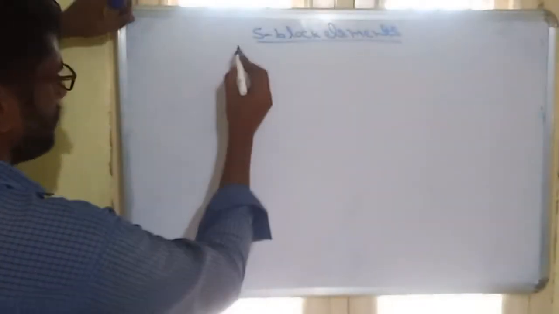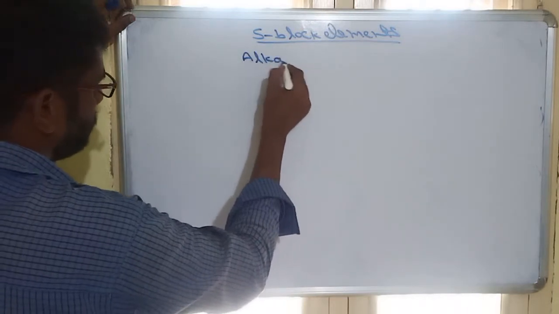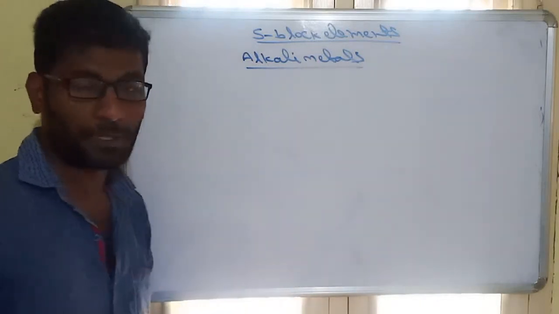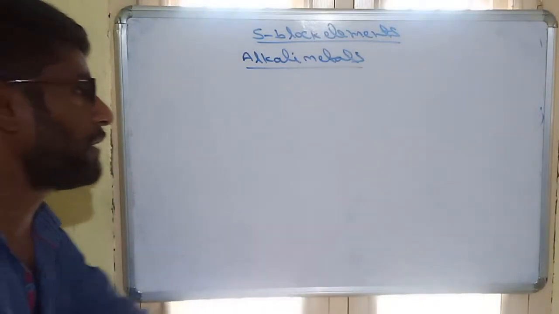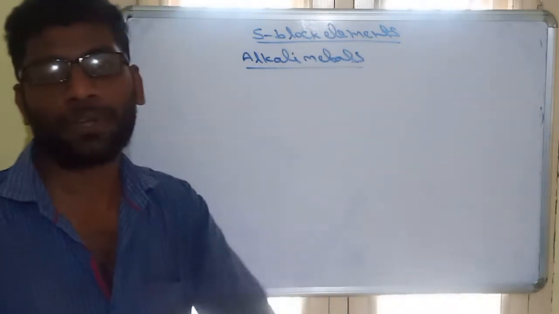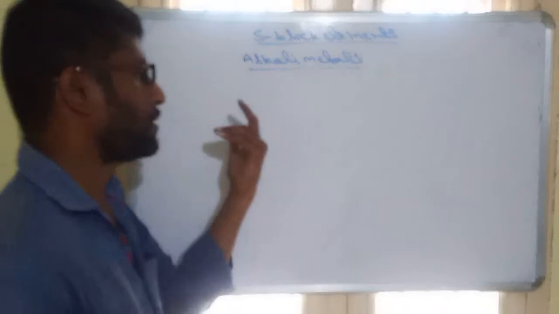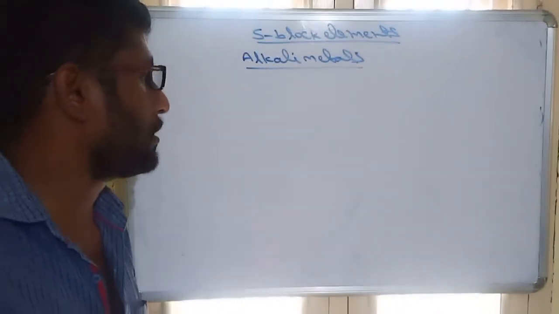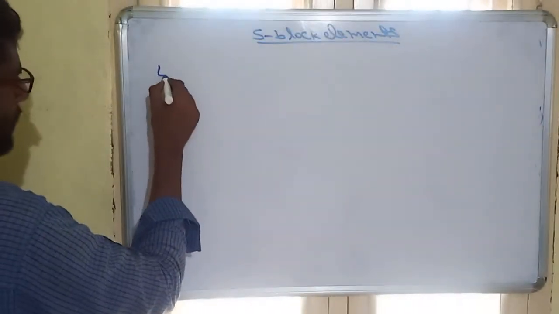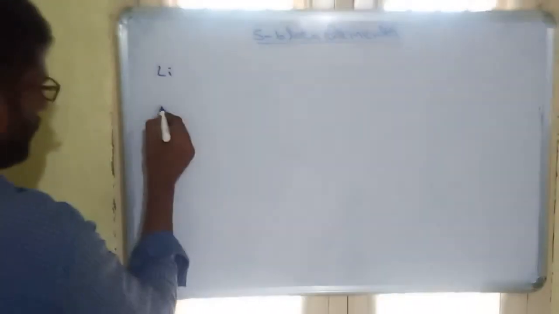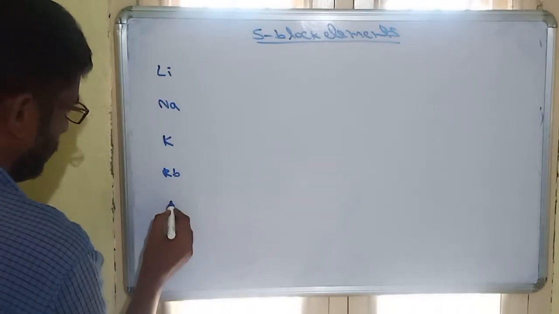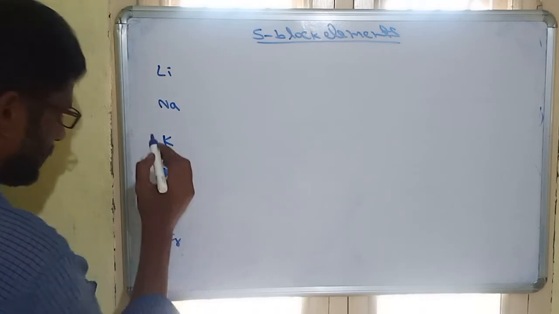The first group elements we also call alkali metals. Why are they called alkali metals? Alkali means base. Almost all first group elements form basic compounds. That's why they are called alkali metals. So what are the first group elements? The first element of the group is lithium. After that sodium, potassium, rubidium, cesium and francium.